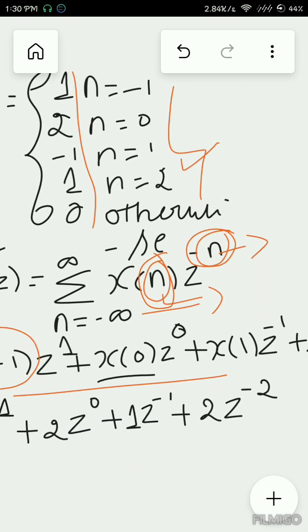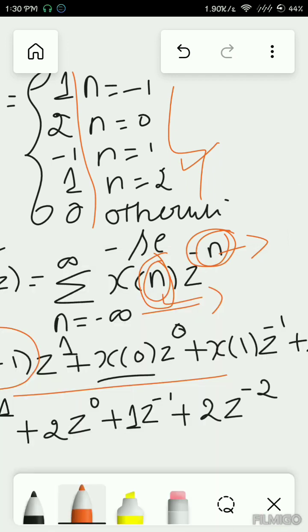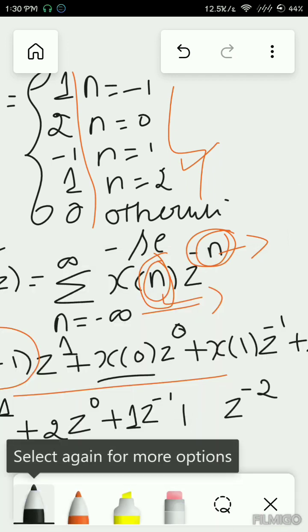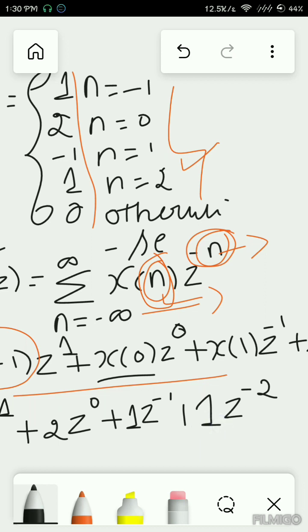Here it is 1. Just a second. For n is equal to 2, it is 1. So therefore what I have to do, I have to write it as 1, right? Yes, you got it? So this is what is my resultant.